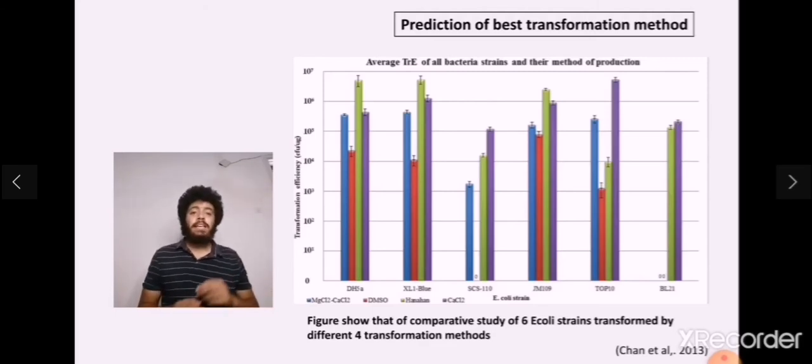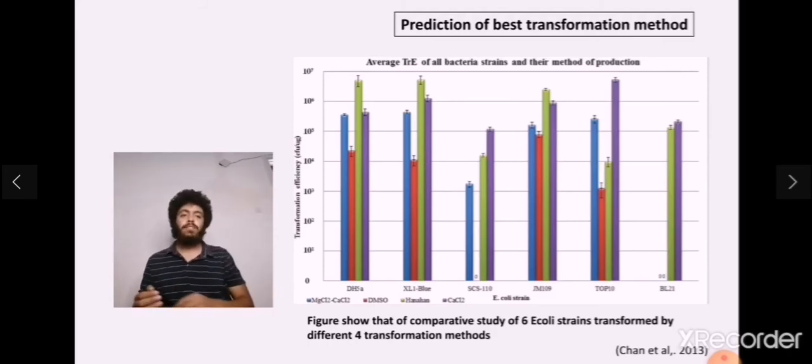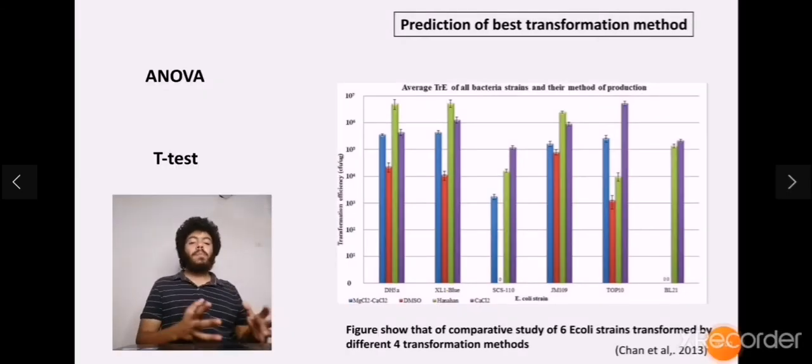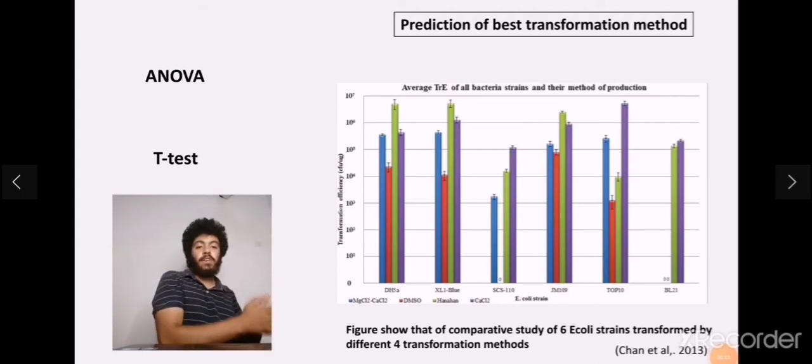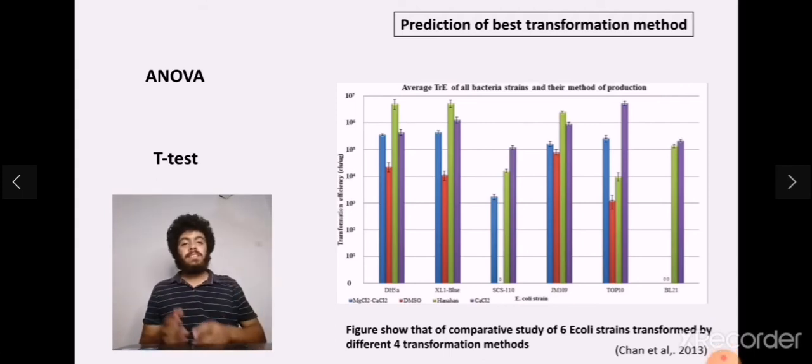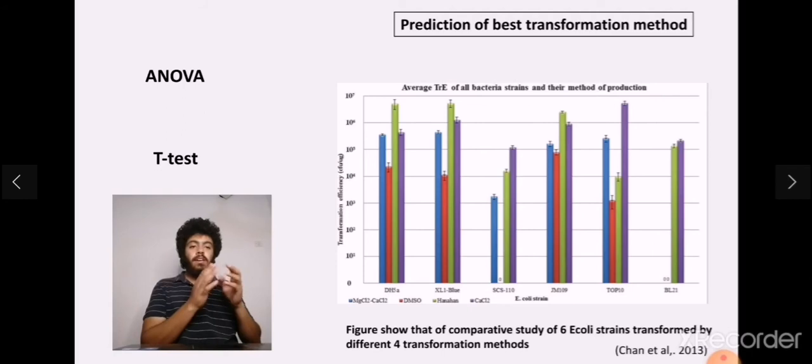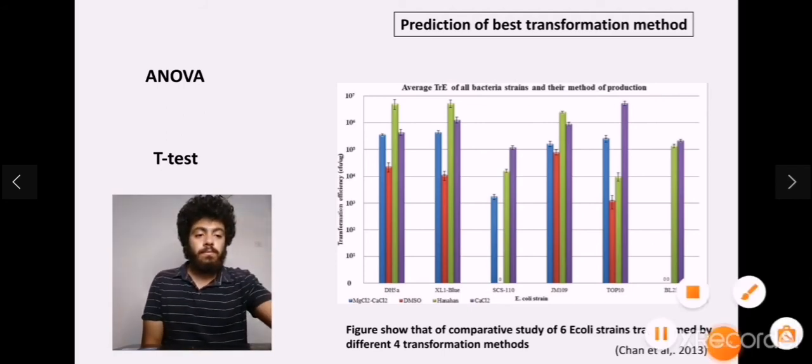For example, there are 6 strains of E. coli and 4 different methods of transformation shown in the figure. In a study, we can determine the best method for a specific strain. The statistical tests used for this are ANOVA and t-test.